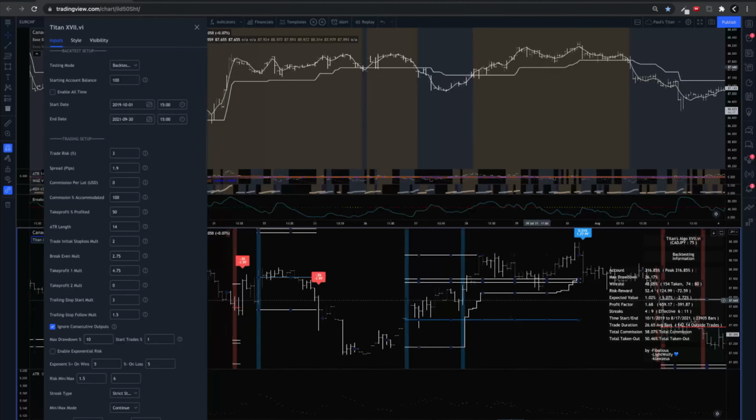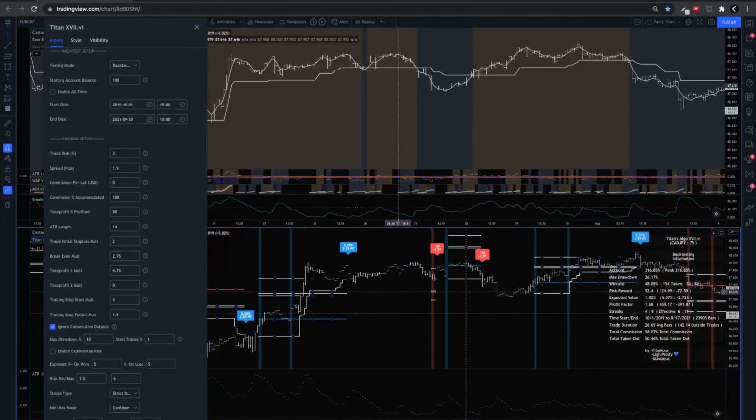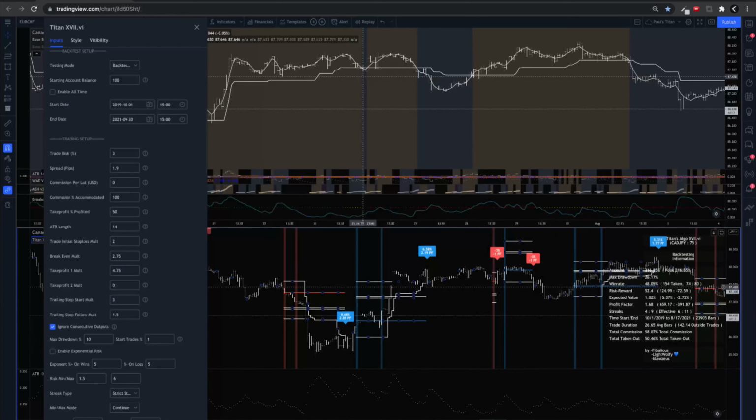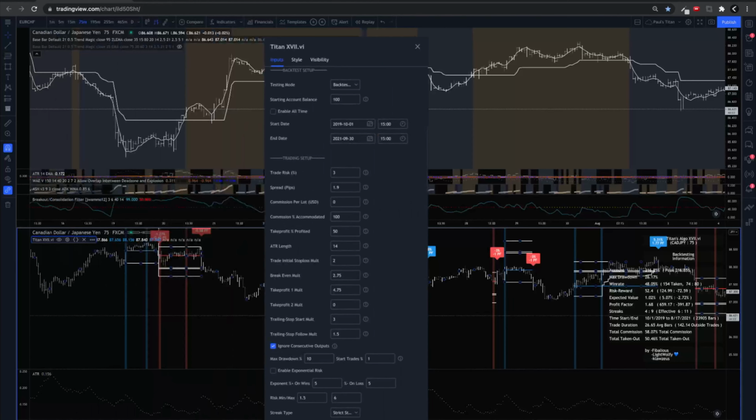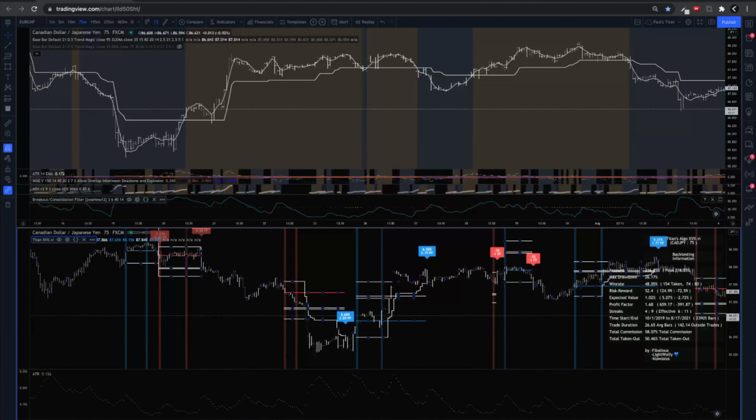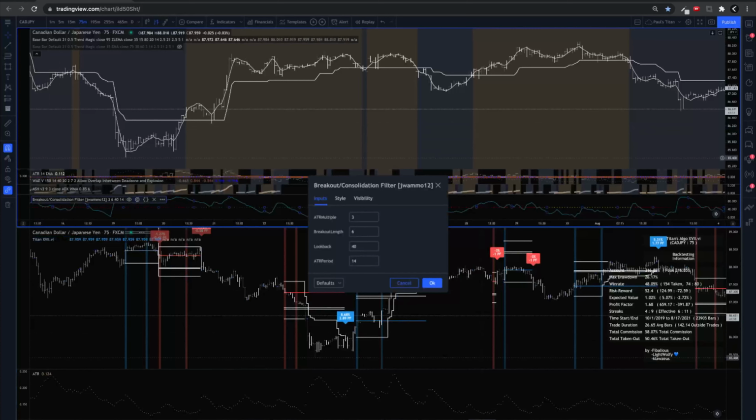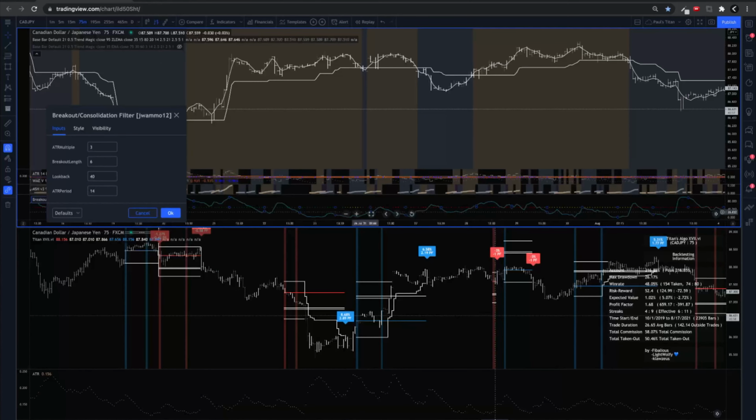Okay, so now let's go look at some more losses. See if there's some other stuff that I can get out of this. So here's a dip down. Oh yeah, there's our dip down. There might be some refinement that I could do to the consolidation filter. So let's go ahead and edit this consolidation filter and see if I can get this to flash yellow so that I'm not taking that.